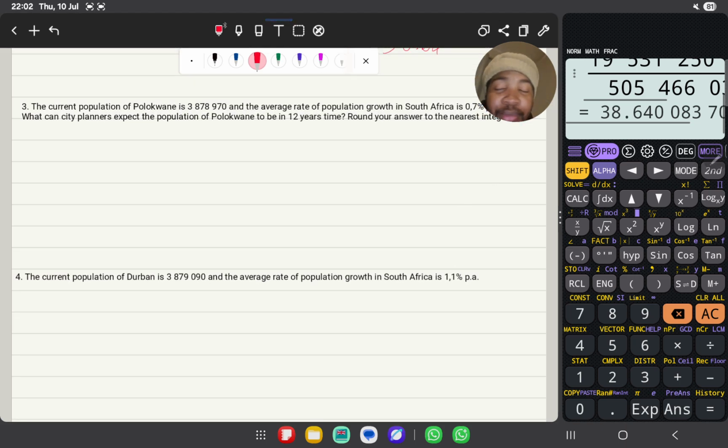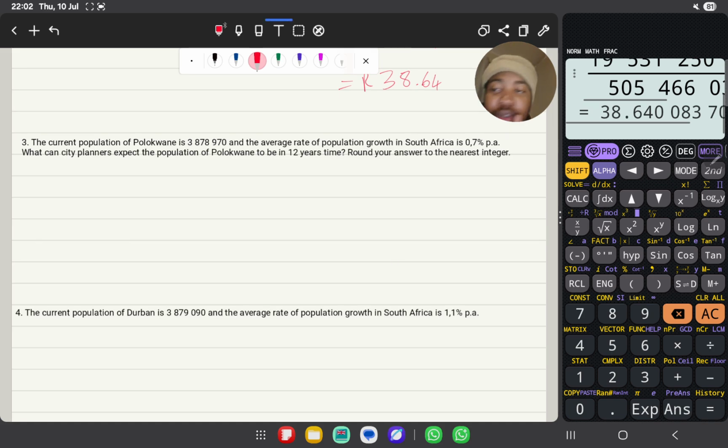These two questions, I think I made them for population growth. The current population of Polokwane is 3 million, and the average rate of population growth in South Africa is 0.7%. What can city planners expect the population of Polokwane to be in 12 years' time, rounded to the nearest integer? Remember now, for population growth, we're talking about people.